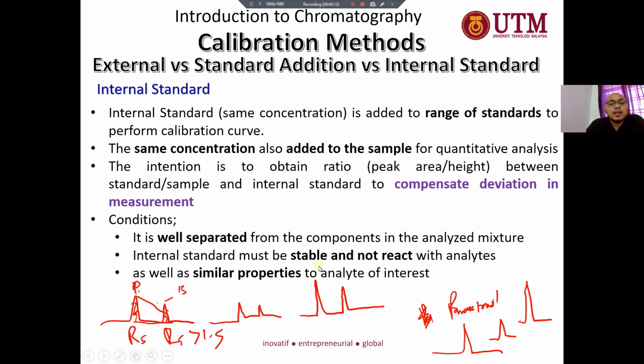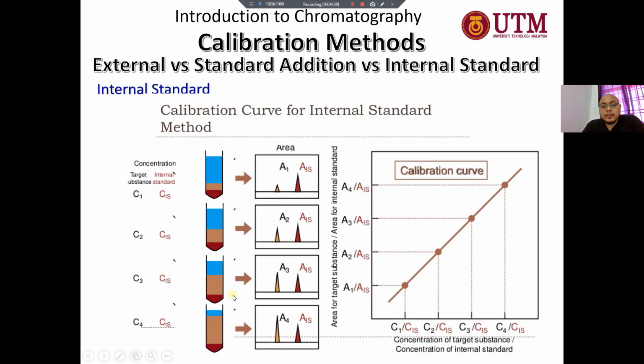For example, if the paracetamol is polar, the internal standard must be polar. If the paracetamol boiling point is 300, the internal standard boiling point must be about 280 to 320, or about the same. So the properties of the internal standard compared to the analyte of interest must be similar, not the same, but similar.